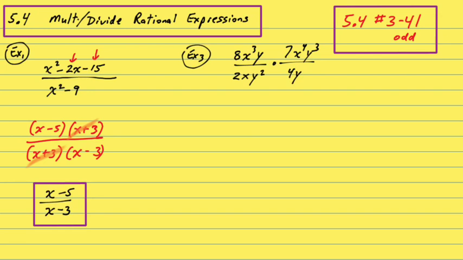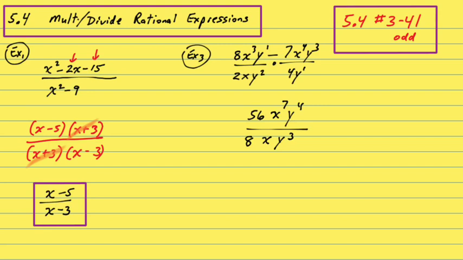Now in example 3, I think it might be best just doing top times top, bottom times bottom. 7 times 8 is 56. X to the 3 times x to the 4, you add exponents. Y to the 1 times y to the 3, you add exponents. 2 times 4 is 8 on the bottom. X is there by itself. Y squared times y to the first is y to the third.